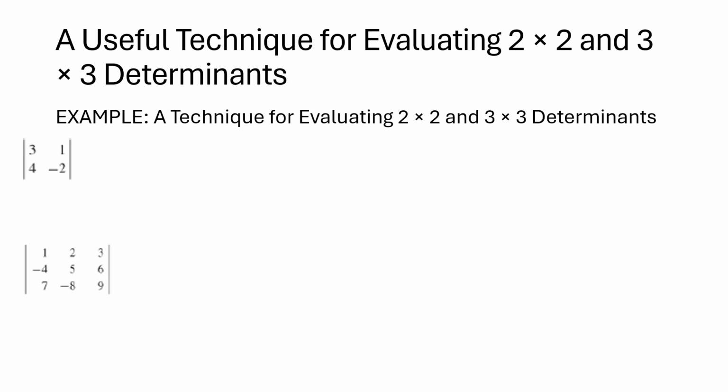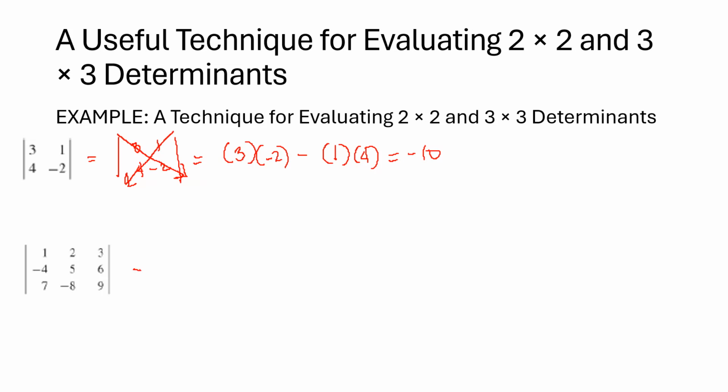For the first, you have the 2 by 2 matrix 3, 1, 4, negative 2. So in this case, you have 3 times negative 2 minus 1 times 4, which is equal to negative 10.